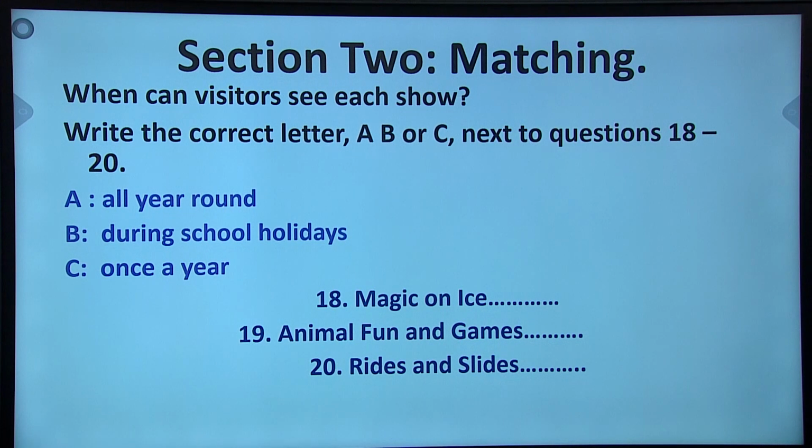So listening to the recording, you are going to identify number 18, magic on ice. Can visitors see it in A or B or C? Number 19, animal fun and games. When can visitors see this? A, B, or C? Okay, and the same for the rides and slides activity. When can visitors go to see this? So listen carefully and let's see if you can get these right as well. Okay. Right, the recording's starting now.